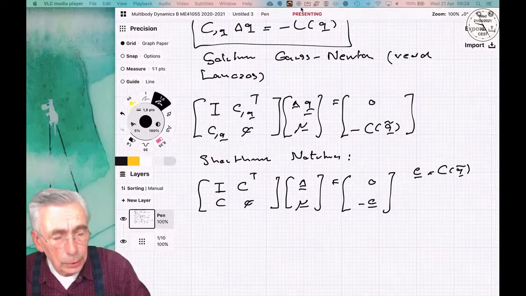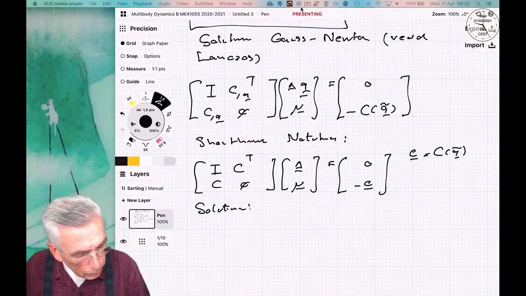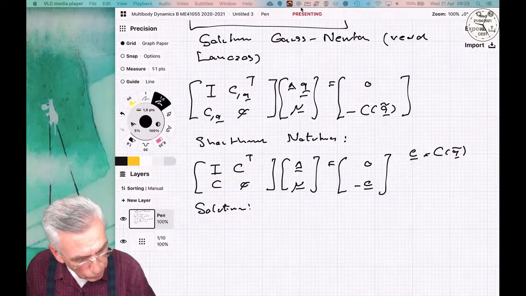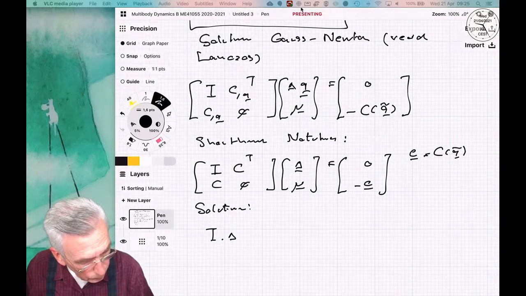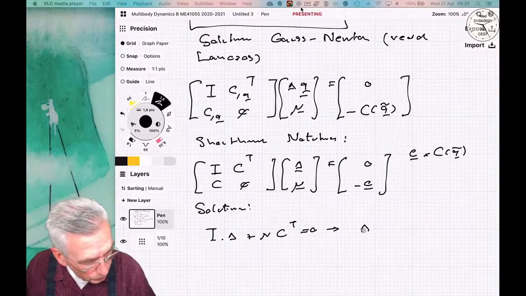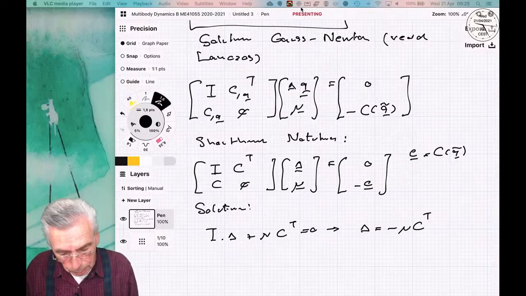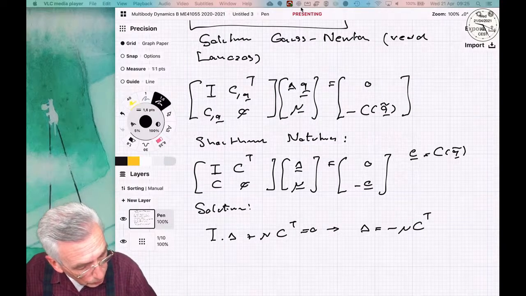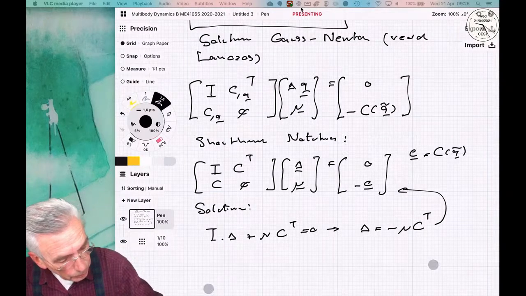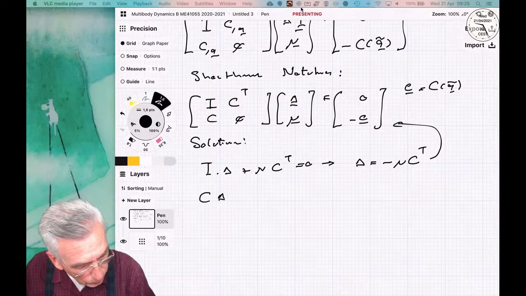Okay, so this is the shorthand notation, and I want to have the solution. Well, the solution is actually super simple. In this case, you can just take the first equation, and the first equation reads I times delta plus mu C transpose is 0. Or in other words, I know what delta is. Delta is minus mu C transpose. And then what do I do? Then I stick this into the second equation, and the second equation reads C times delta equals minus E, right?